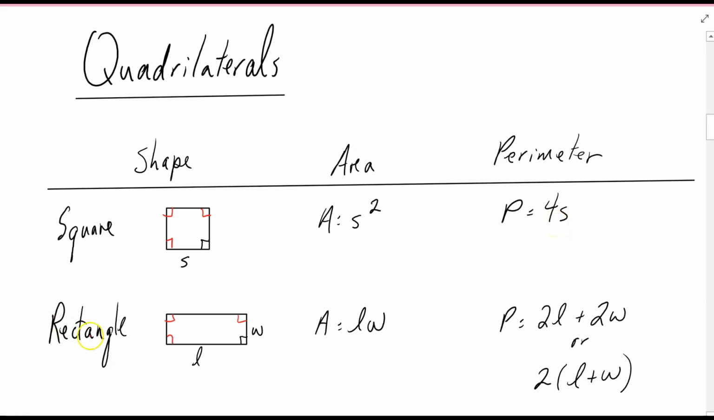For a rectangle with a length and a width, the area is length times width. And the perimeter is 2 times the length, because there are 2, one here, and 2 times the width, or 2 times the length plus the width.